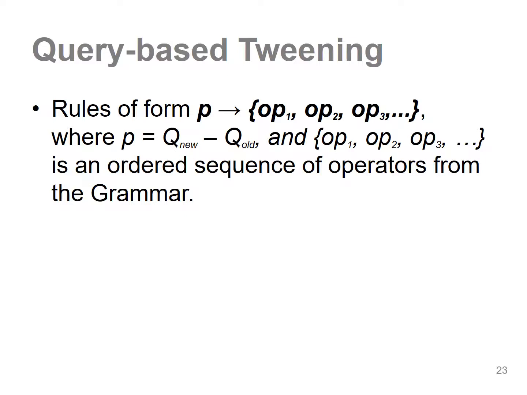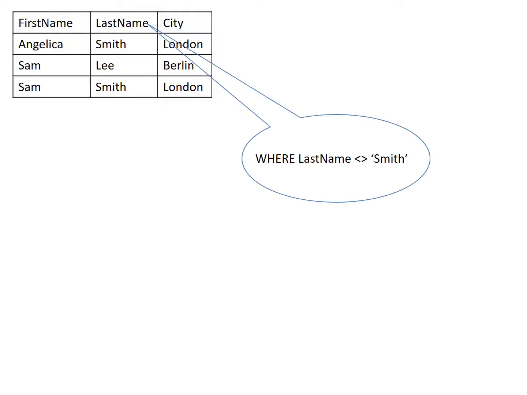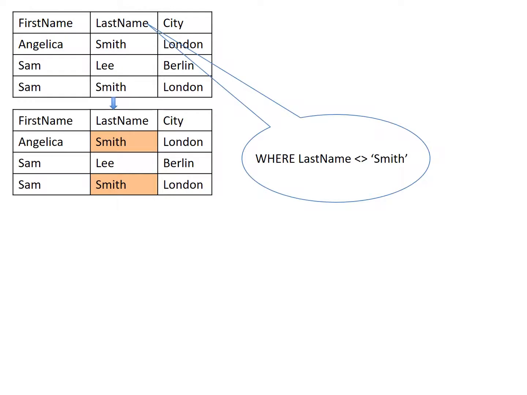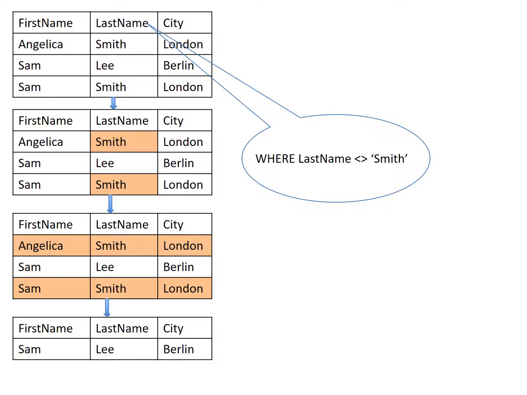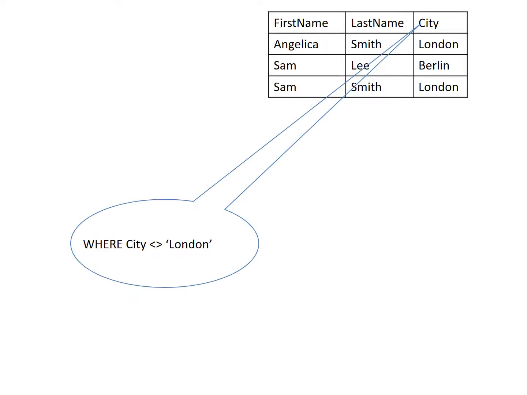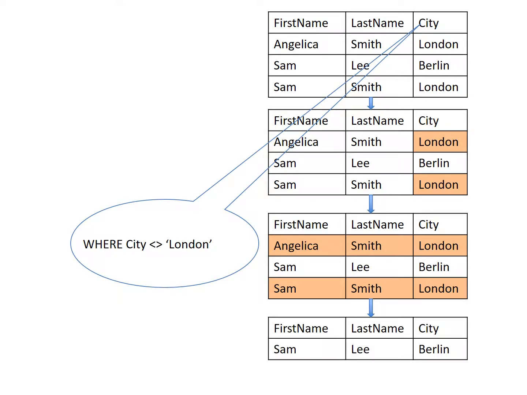So to deal with this, we came up with query-based tweening, which essentially uses a rule base with template tweening sequences. Changes in the query define the sequence of micro operations in the tweening sequence. So going back to our original transformation, if the new where clause was on last name not equal to Smith, we could define the new tweening sequence as this. And instead, if the where clause was on city, we could define the tweening sequence as this. And we could essentially distinguish between these two sequences, which was not possible with result-based tweening.